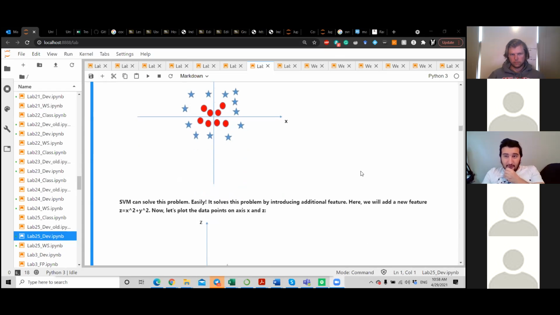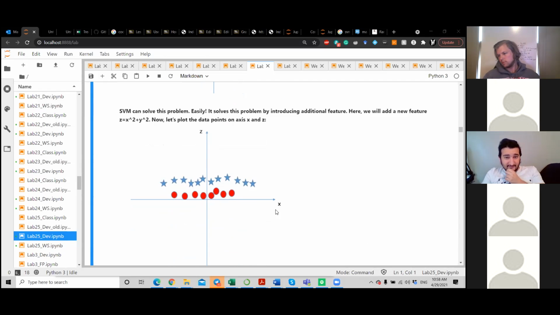SVM can solve this problem easily. It solves this problem by introducing additional features. Here, we will add a new feature z, which is equal to x to the power of 2 plus y to the power of 2. Now, if we plot x and z on our axis, x on the horizontal, z on the vertical, we will have this.